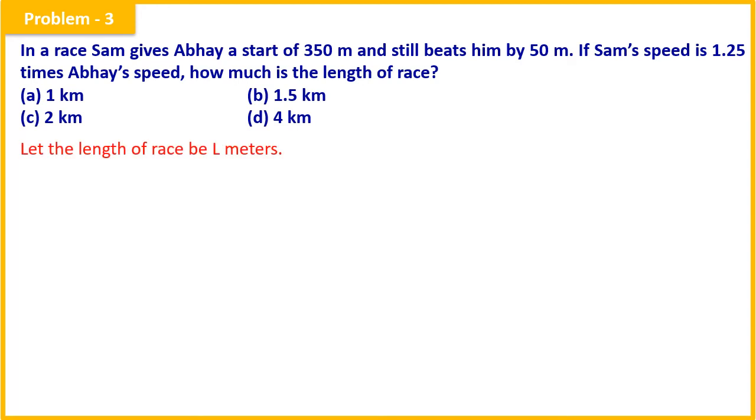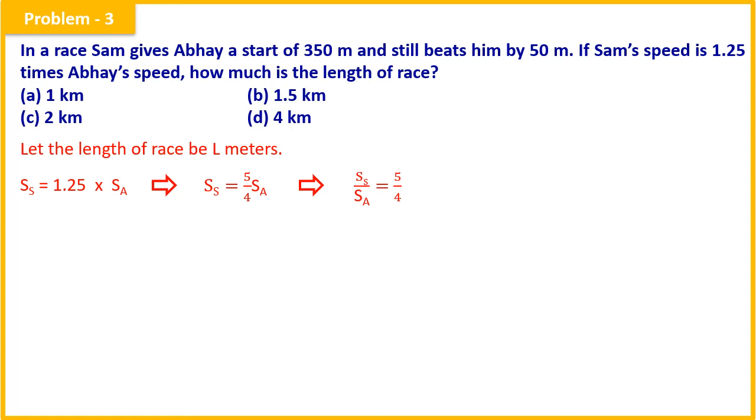Let us assume the length of the race as again L meters. The problem is a little bit similar to the previous question. Now they have given the speed relation of Sam and Abhay. As it is said that speed of Sam is 1.25 times the speed of Abhay, so I will further write speed of Sam as 5/4 times speed of Abhay, or the ratio of Sam's speed to Abhay's speed is 5:4.